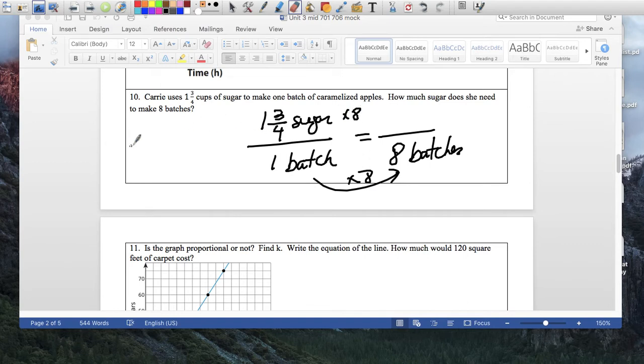So 1 3/4 is the same thing as 1.75, it doesn't matter how you put it in your calculator, 1.75 or 1 3/4. Then you can just multiply it out. 1 3/4 times 8 is going to give us 14 cups of sugar. Oh my God, that's a lot of sugar.